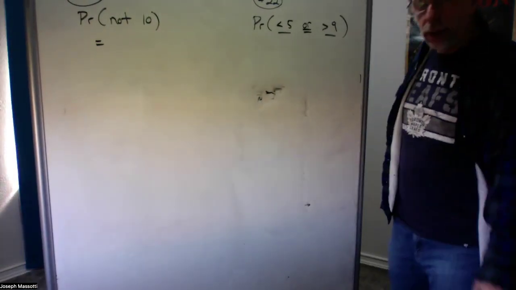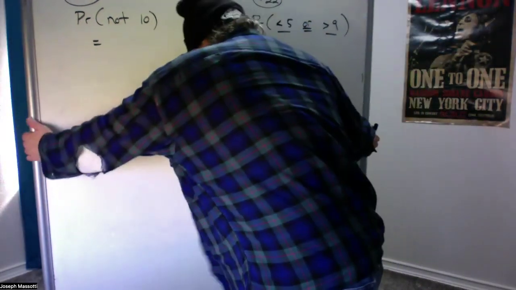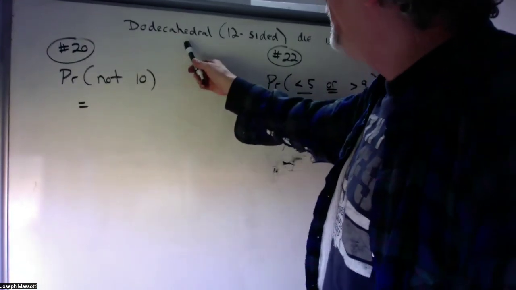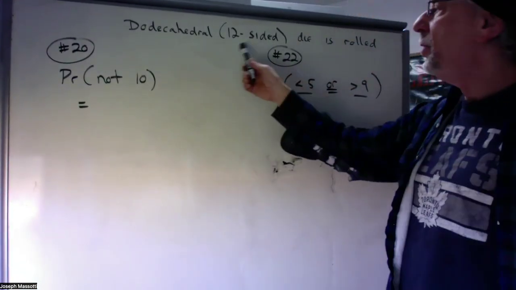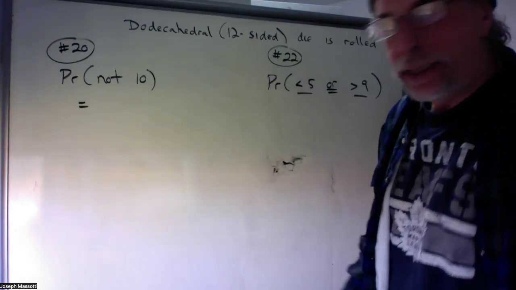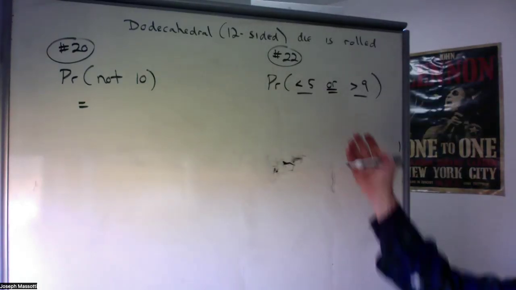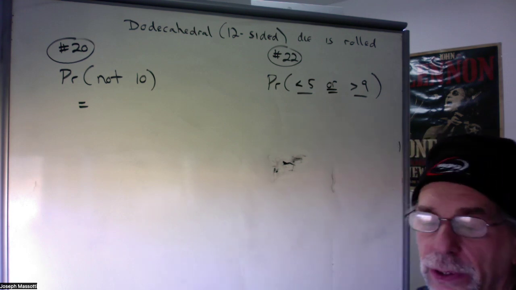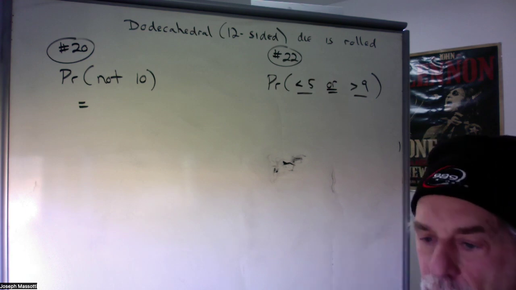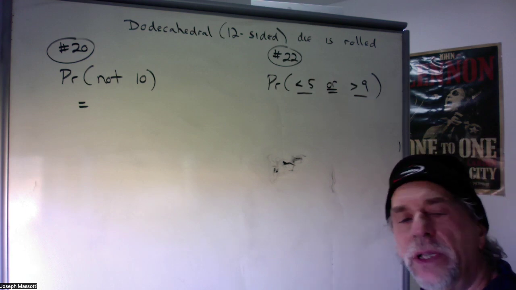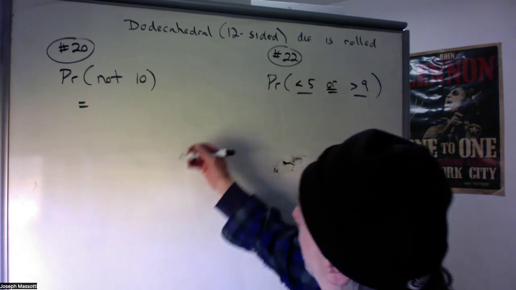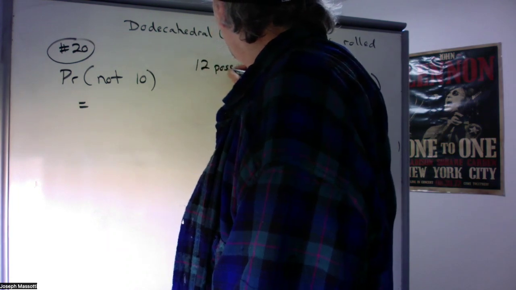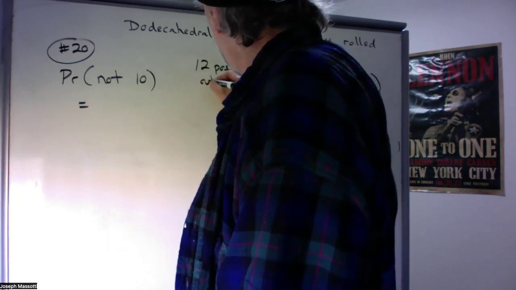All right, then one more here. Let's look at a dodecahedral die, which is a 12-sided die. So now we're rolling, this is number 20 and 22. If we're rolling a die that has 12 sides, well, there's 12 possibilities, right? 1, 2, 3, 4, 5, 6, 7, 8, 9, 10, 11, and 12. So 12-sided means 12 possible outcomes.